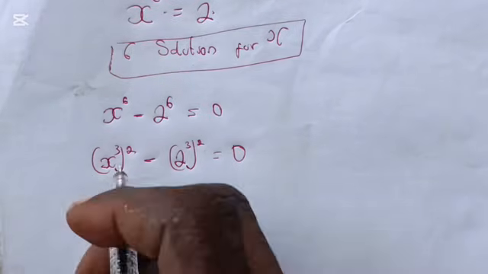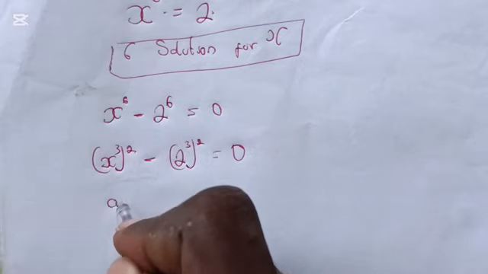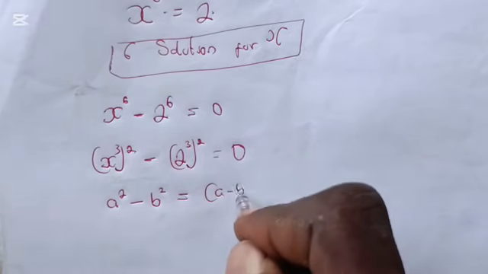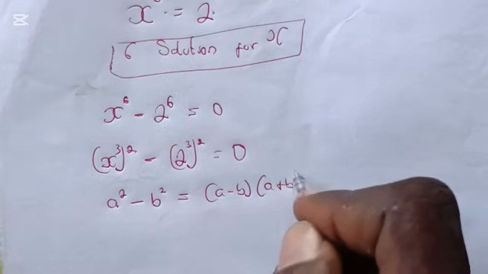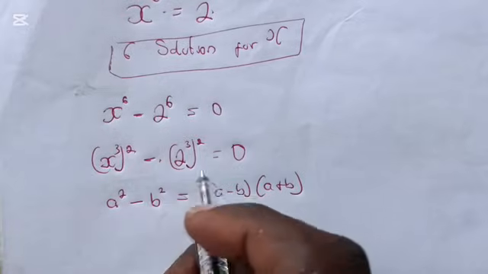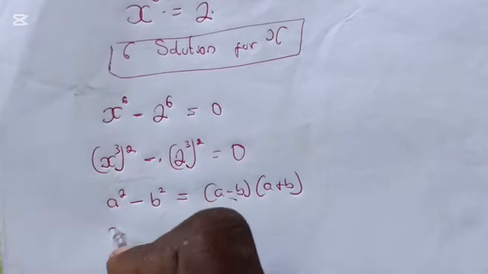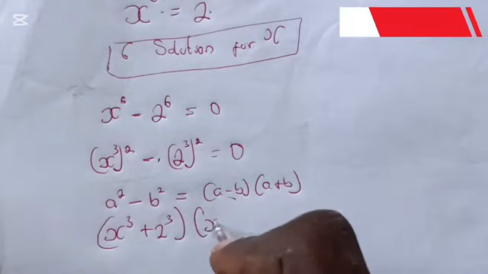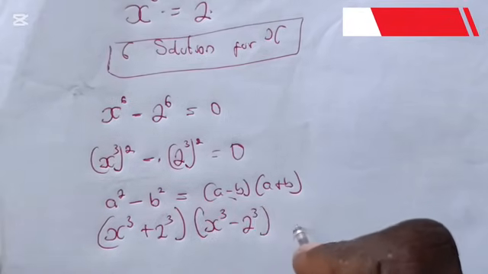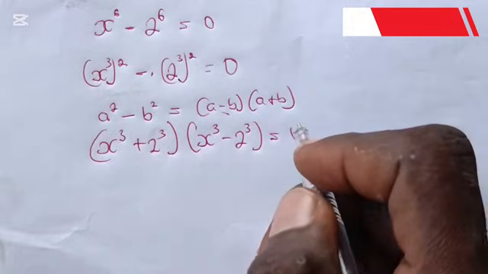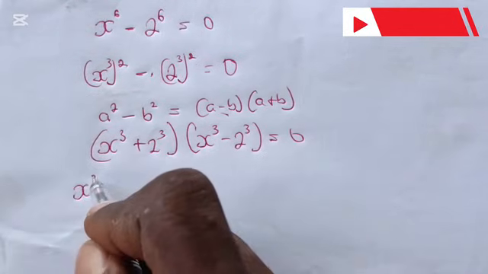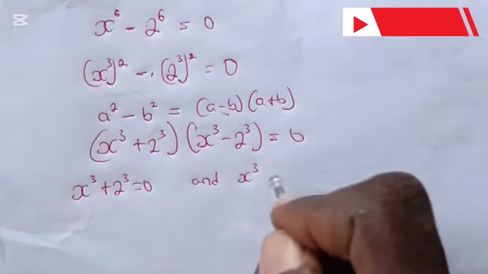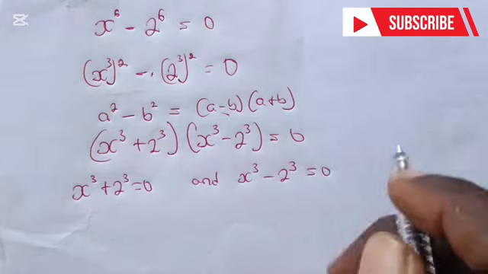Now, let's recall a property which is difference of two squares. We said when you have something like a squared minus b squared, this is equal to a minus b multiplied by a plus b, right? Now, comparing this to this, when we evaluate in this form, we are going to have (x raised to the power of 3 plus 2 raised to the power of 3) multiplied by (x raised to the power of 3 minus 2 raised to the power of 3) is equal to 0. Now, we are going to have two equations here, so it will be x raised to the power of 3 plus 2 raised to the power of 3 is equal to 0, and x raised to the power of 3 minus 2 raised to the power of 3 is equal to 0.